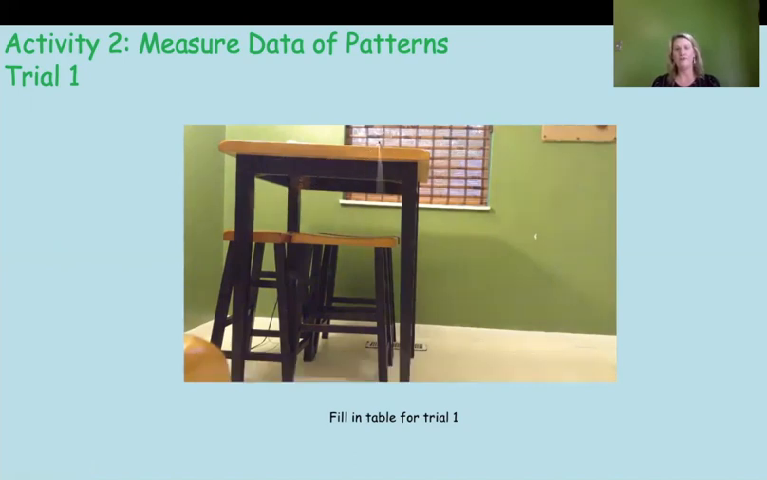One, 2, 3, 4, 5, 6, 7, 8, 9, 10, 11, 12, 13, 14, 15, 16. 16 swings. So I'm going to write down 16 on my paper. You can go ahead and write it down. Fill in the table.